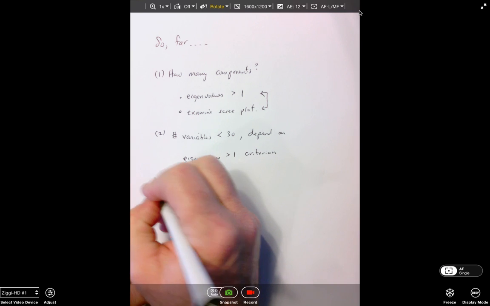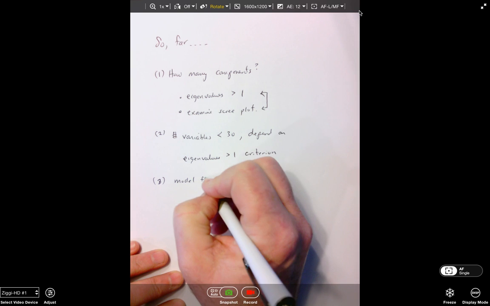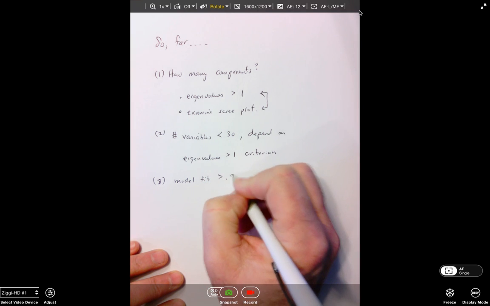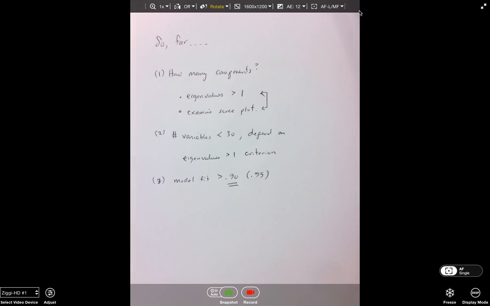And the next thing, examine the model fit that we get from our output, which is greater than 0.90, ideally above 0.95.